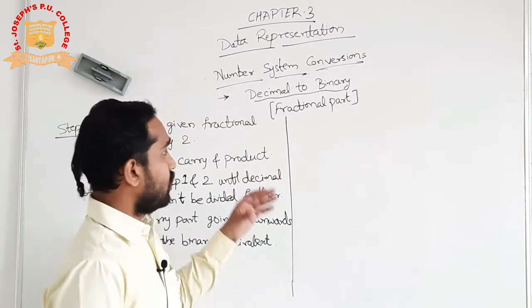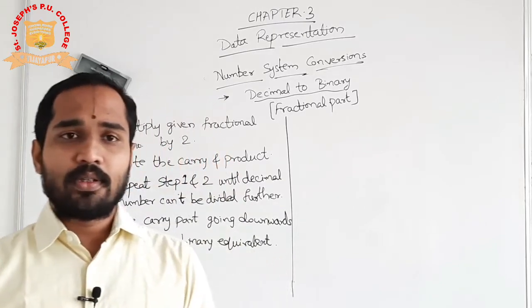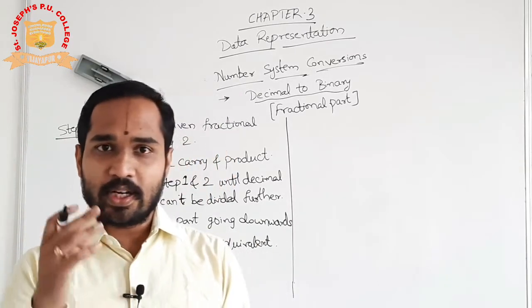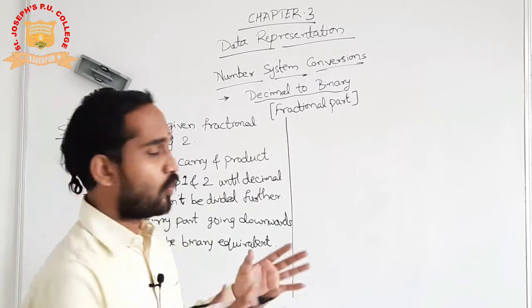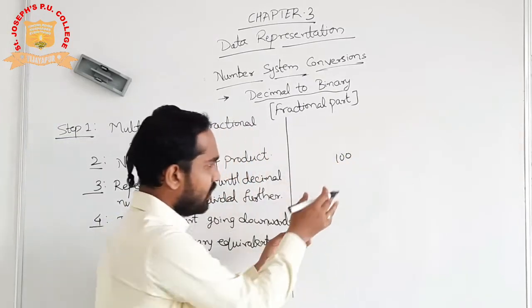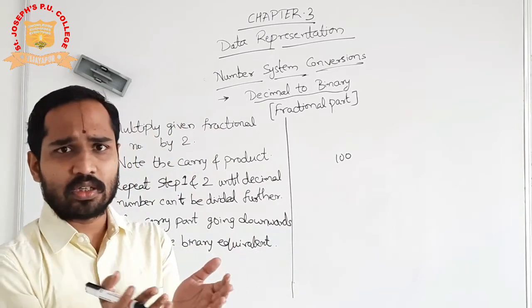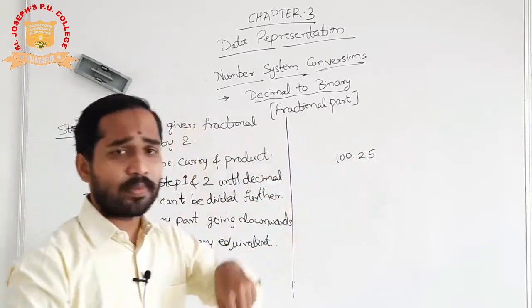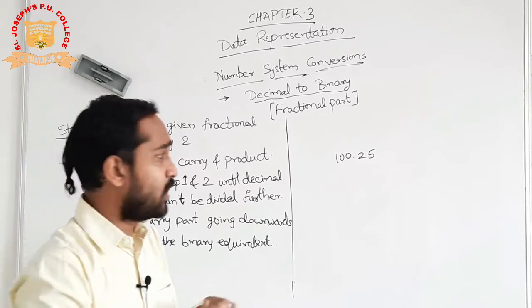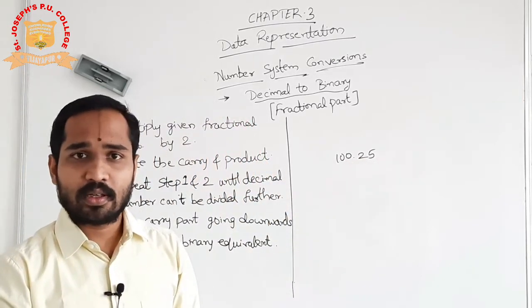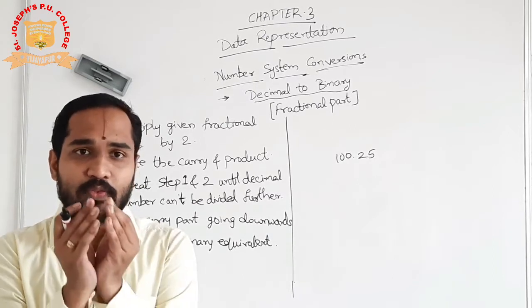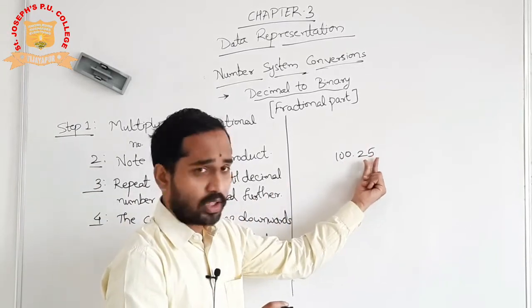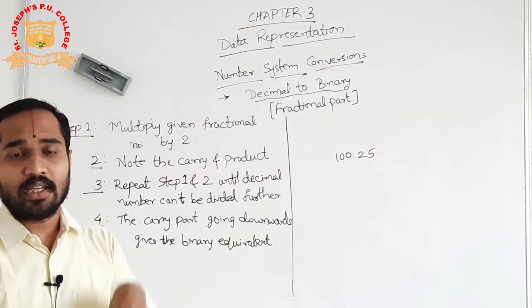Okay, students, now we come to the next step, that is how to convert the decimal number to binary if it has a fractional part. Whatever we studied till now, like 100, is just an integer, it doesn't have any fraction. If it was given like 100.25, now what to do? You know how to convert 100 to binary, correct? But I do not know how to convert this 0.25 into binary. So, how to convert the part after the decimal point to binary, that we have to study.